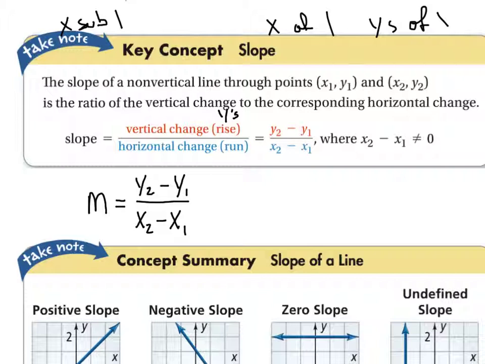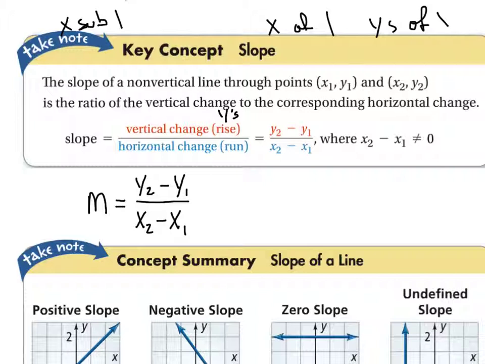Okay? A couple of pitfalls. A couple of places students commonly make mistakes. First off, again, like I said, y's over run, right? It's always the y's on top. Second thing students have a hard time with is the points. There's 2 points, a first point and a second point. It does not matter which one you call the first point and which one you call the second point. That doesn't matter. But what does matter is the order in which you put them in the formula.